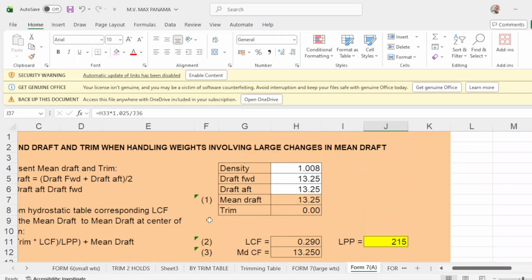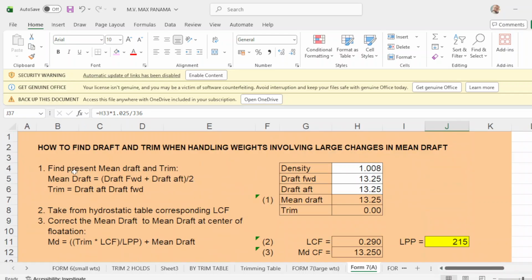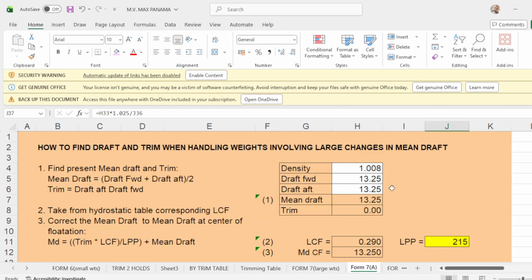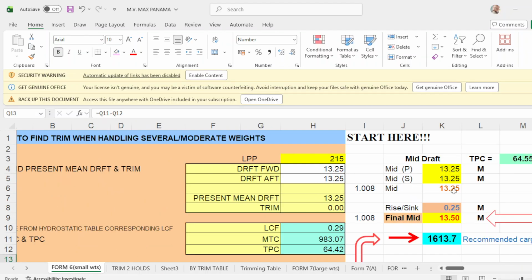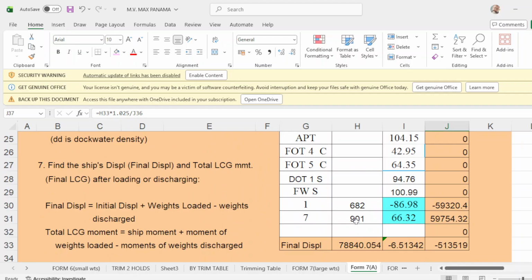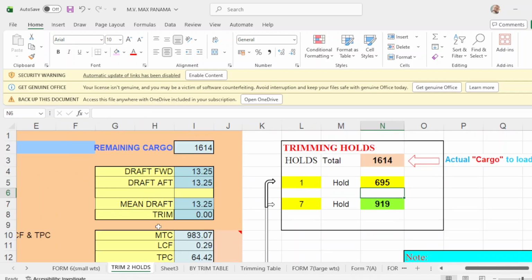What is form number 7? It is how to find drop and trim when handling weights involving large changes in main drop. So this is your density of 1.008, which is this one. Okay, then your initial drop of 1325, which is this one. Your main drop, and you load now your holds, hold number 1 and number 7. So number 1, how much is number 1? Okay, you load number 1, 695.